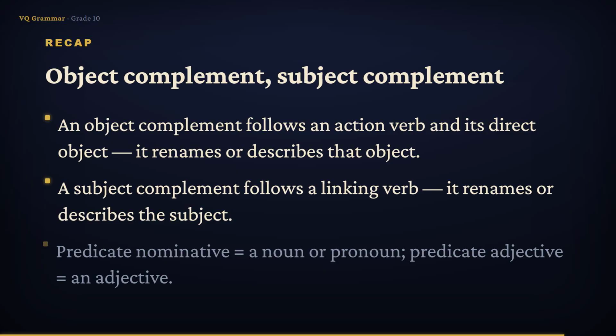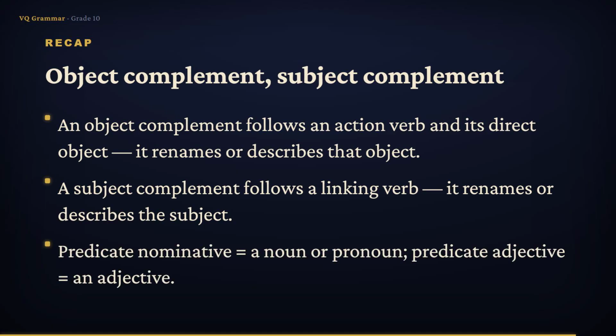A subject complement follows a linking verb, and it points the other way. It renames or describes the subject. And it comes in two flavors. A predicate nominative is a noun or a pronoun, like architect in my cousin is an architect, while a predicate adjective is an adjective, like calm in the lake looks calm.